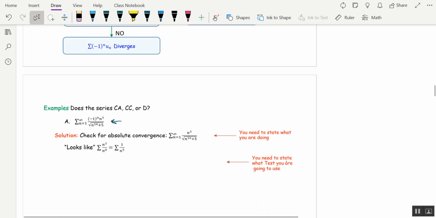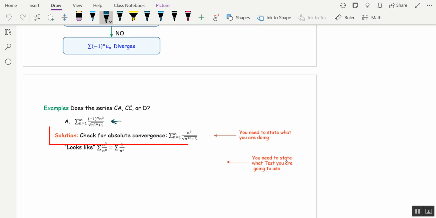So you always want to state what you're doing. I'm going to check for absolute convergence, and this is the series I'm going to check. Drop the -1 to the n because we're taking the absolute value of the terms. All right, so that series, if I do rule of thumb, looks like 1 over n to the 5th, which converges. So I want to pick a test that will show me that this series converges. I'm going to use direct comparison.